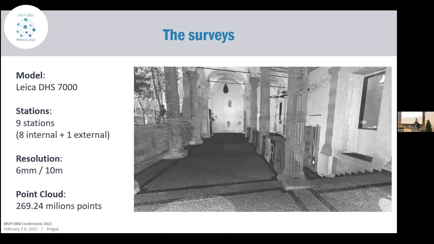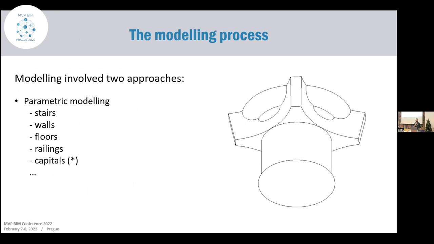The survey of the atrium was carried out through laser scanning for a total of 9 scans. Some of the main information is shown in this slide, and the point cloud was registered using the software Autodesk Recap to be later imported in Revit. Regarding the modeling processes, we used two approaches. The standard elements like walls, spaces, floors, etc. were modeled using parametric modeling.